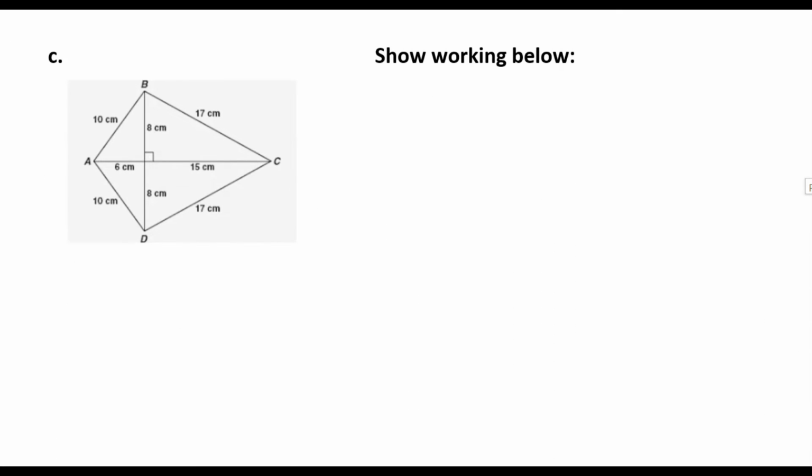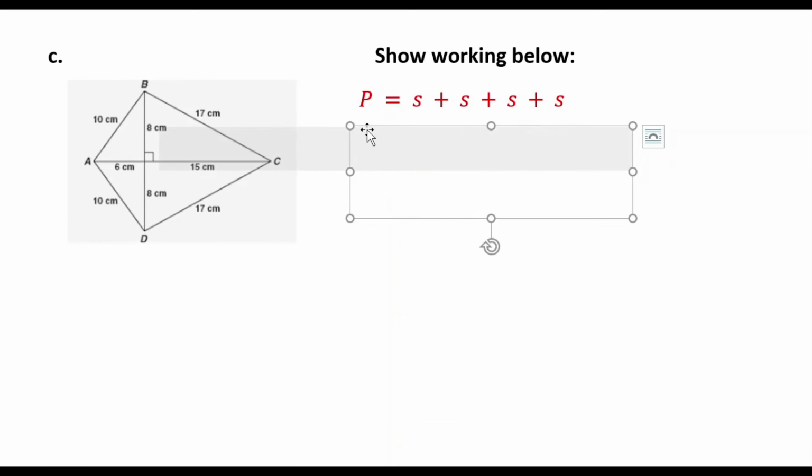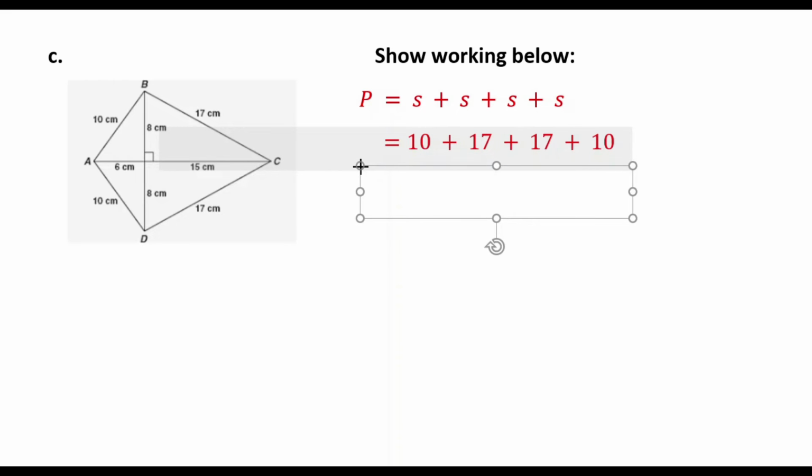Alright, the final one's a little bit trickier. Our kite has a lot of dimensions. We've just got to work out which ones we're going to use. Well, perimeter's easy. We know a perimeter of any quadrilateral is just adding up the sides. The sides must be this 17 and the 17 and the 10 and the 10. Doesn't really matter which order I do them in, so long as I get all of the sides. And if I pop them together, I'll get a final answer of 54 centimeters.